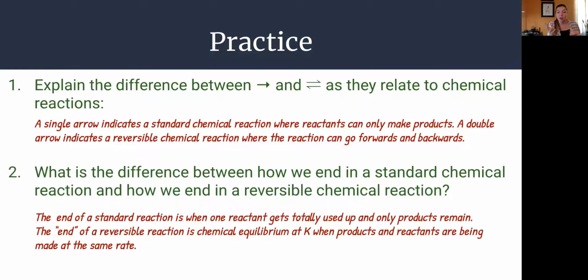We might have a lot of products. We might have a lot of reactants. It depends on the reaction. It depends if K is greater than or less than 1. The end is that we are making reactants and products at the same rate for a reversible reaction.